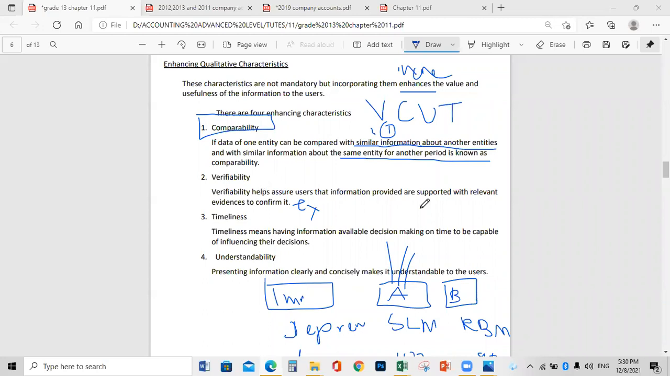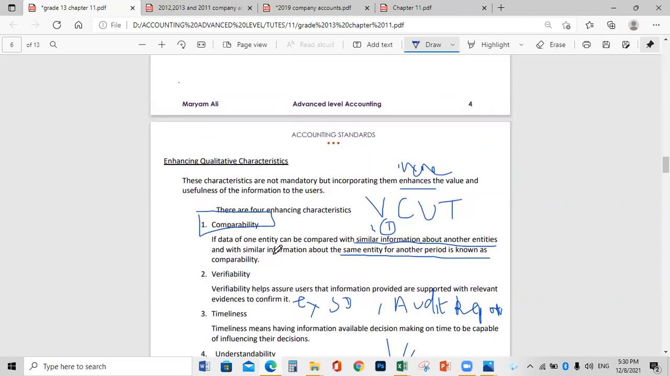So examples, you can say source documents. The other one, you can say audit report. Audit report. Please write it down. Okay. So, guys, next one, timeliness. What does timeliness mean? Timeliness means you should always give information at the correct time.